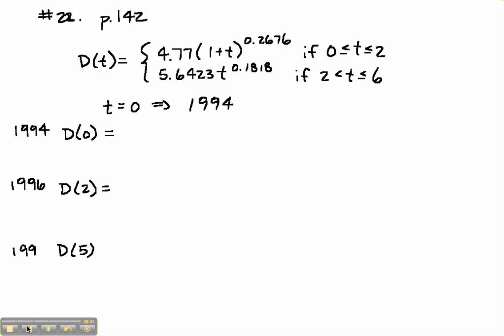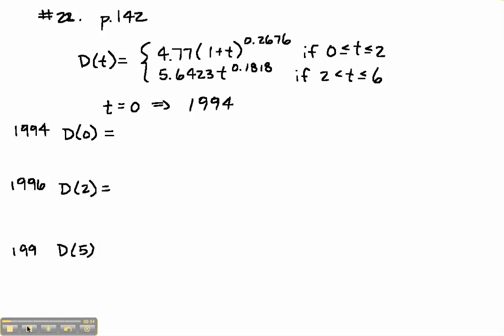On number 22 on page 142, the problem is talking about the average United States credit card debt, and this is per household in thousands of dollars. And they use a piecewise function to represent the amount. And a piecewise function is two equations, and those equations are determined by the restrictions of your dependent variable, which in this case is t.